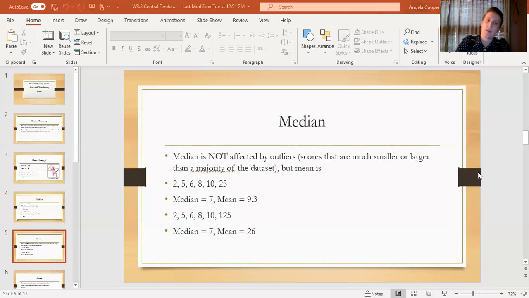So fairly simple. Median is, however, one distinct fact about median is that it is not affected by outliers. Outliers are numbers or scores in a data set that are much larger or much smaller than the rest of the data set. So for example, the set that we used to calculate median previously was 2, 5, 6, 8, 10, 25. We have a median of 7 and a mean of 9.3.